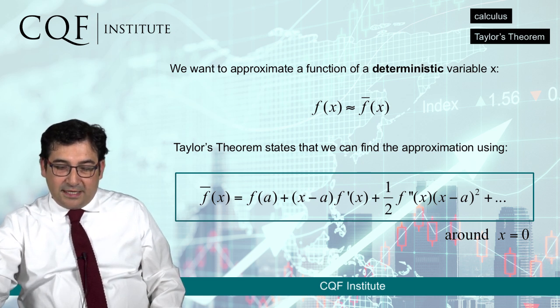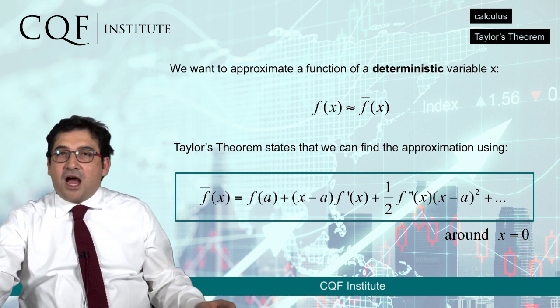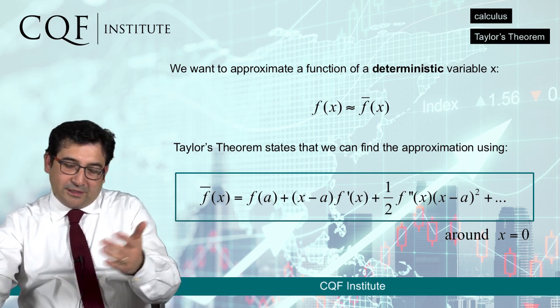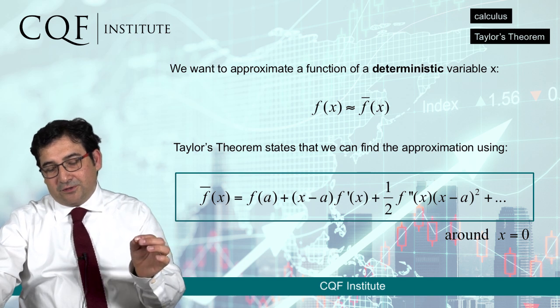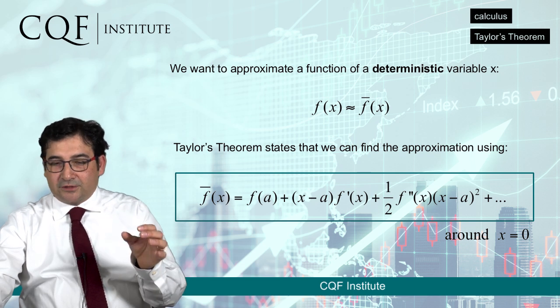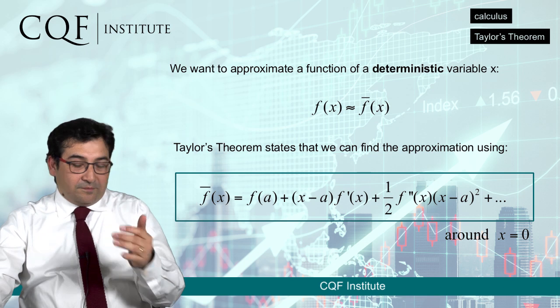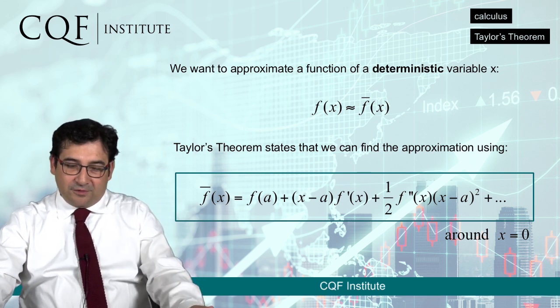Taylor's theorem says I can find the approximate function to describe another continuous function around a point. In this case we have x equals 0, it could be x equals a or another point, but around this point I'm going to find a polynomial of certain order that approximates this continuous function very well. So the more terms I use, the better the approximation will be.